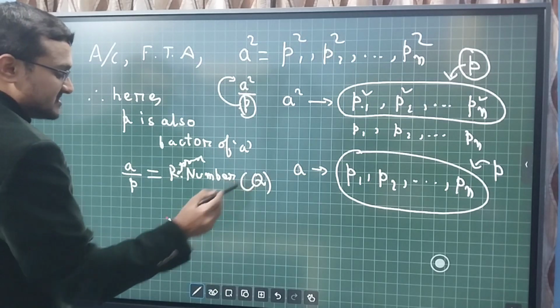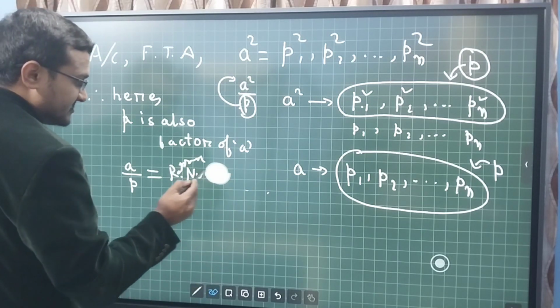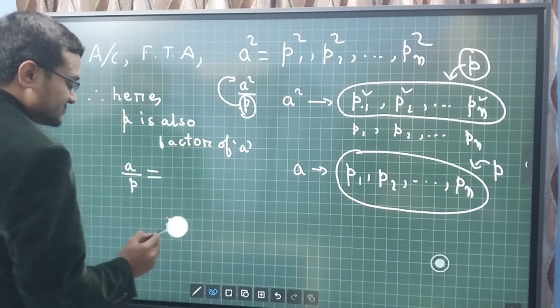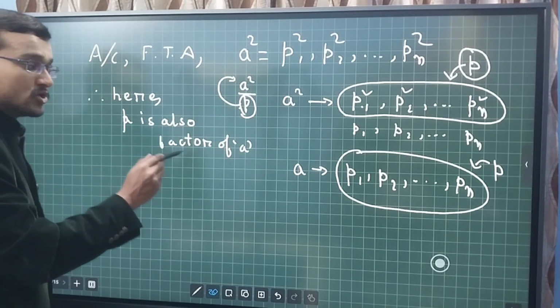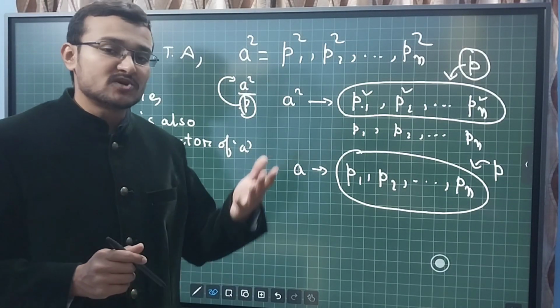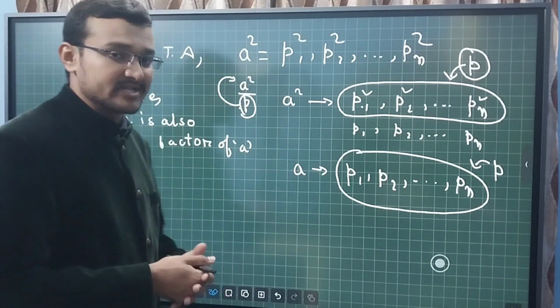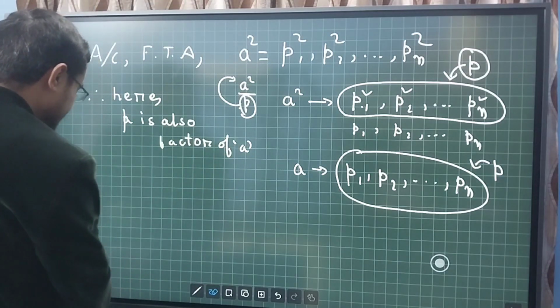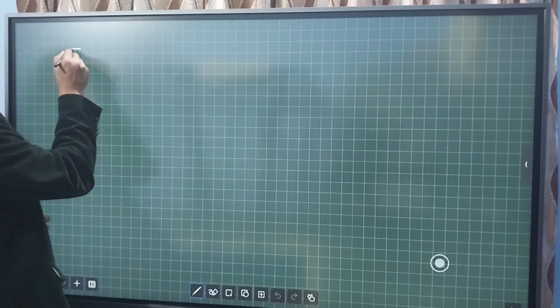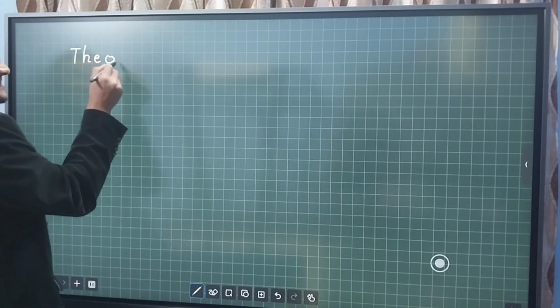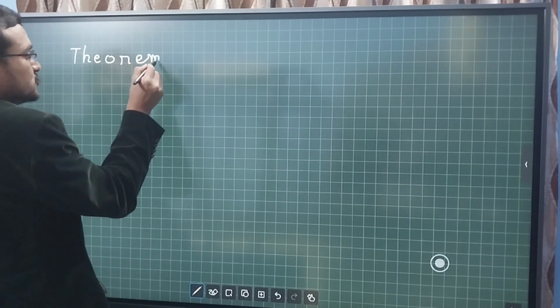That's it. This is just for your reference. So generally it means that P is also a factor of A. That is what they had asked in this theorem, and we have proved that. Using this theorem, you have to solve the next theorem, theorem 1.3.